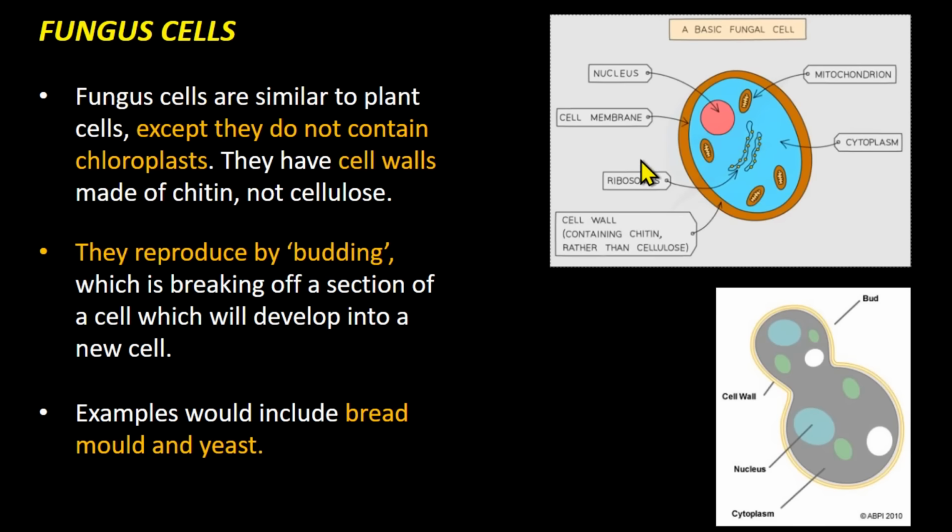Fungus cells are similar to plant cells except they don't have chloroplasts. They have cell walls made up of chitin, not cellulose, and they reproduce by budding, which is breaking off a section of a cell which would then develop into a new cell. Examples of fungi would be bread mold and yeast.